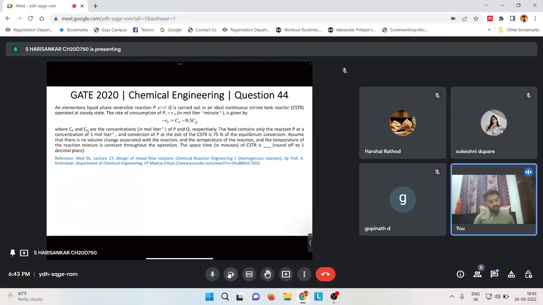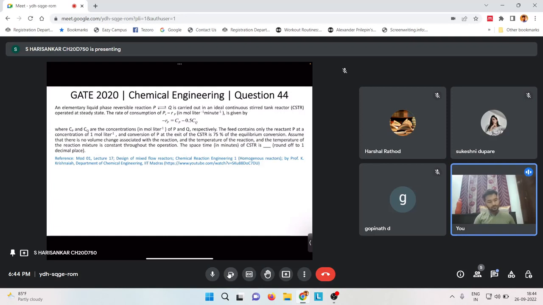So this question is based on the design of mixed flow reactors, and the reference NPTEL lecture can be found in module 1, lecture 17, design of mixed flow reactors, Chemical Reaction Engineering 1, homogeneous reactors, by Professor K. Krishnaiah, Department of Chemical Engineering, IIT Madras.